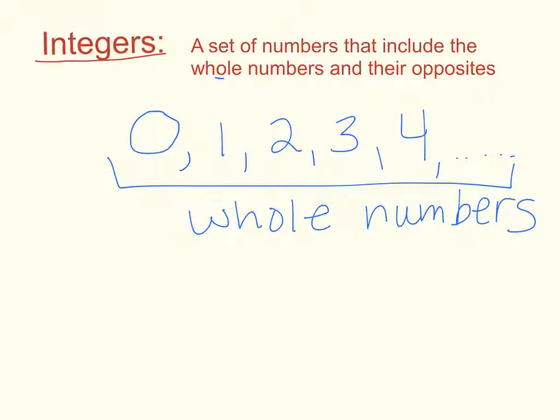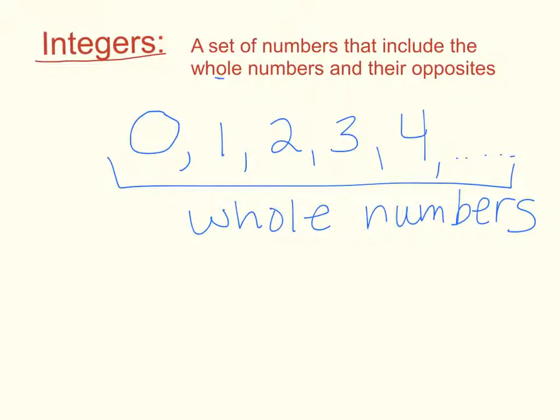So what does it mean when it says a set of numbers that include whole numbers and their opposites? So what are the opposites of these numbers? Okay, so what you need to know is that 0 is neither positive or negative. It's our benchmark. It's like the starting point for any number line. But any other whole number has an opposite. And the opposite is, if the number is negative, the opposite of a negative is a positive. The opposite of a positive is a negative.